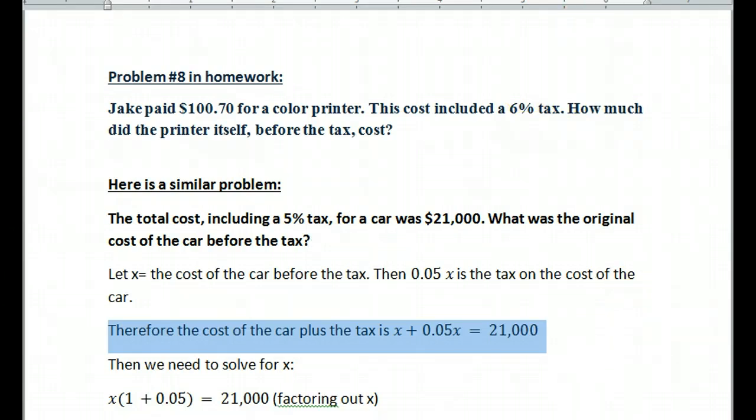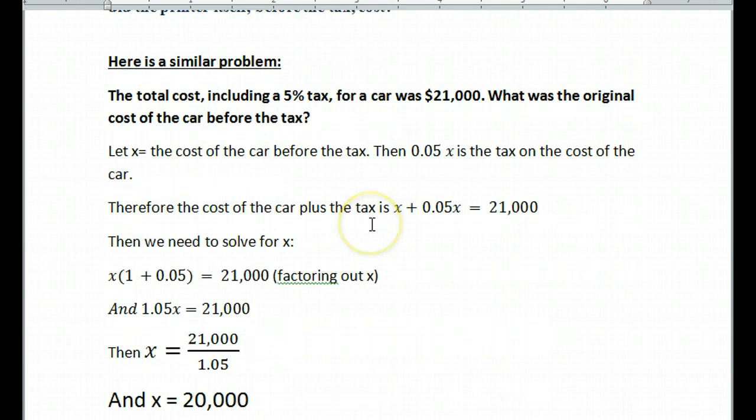The similar problem is: the total cost, including a 5% tax for a car, was $21,000. What was the original cost of the car before the tax? So what we do is we let X equal the cost of the car before the tax. Then, since the tax is 5%, we can represent that as 0.05 times X. That will be the tax on the cost of the car.